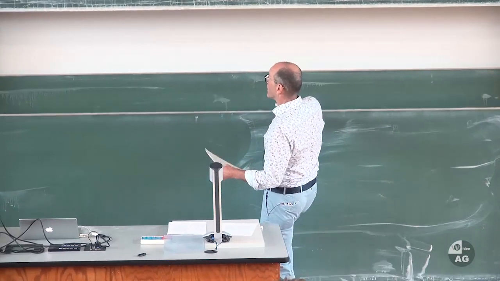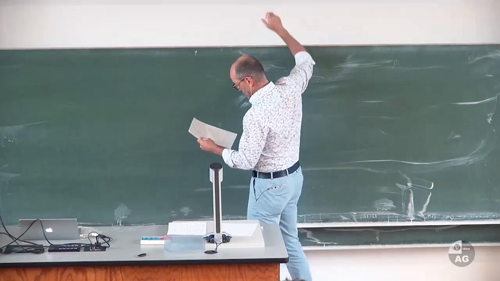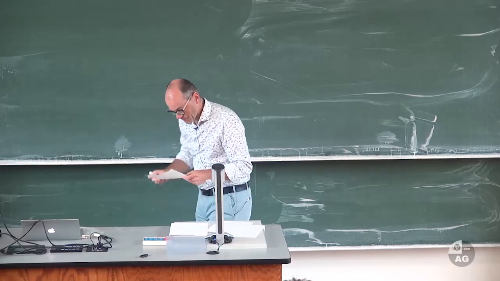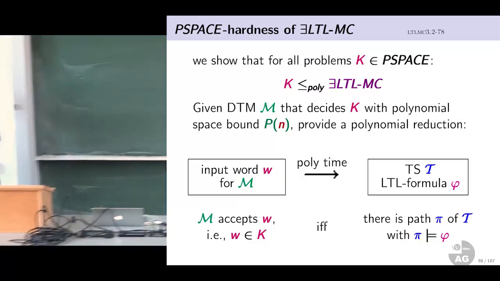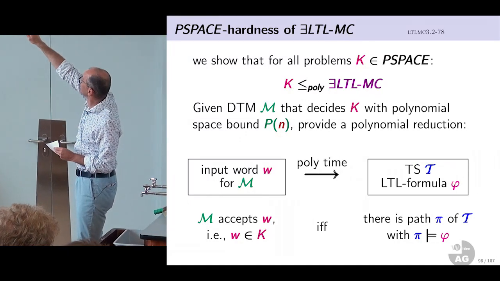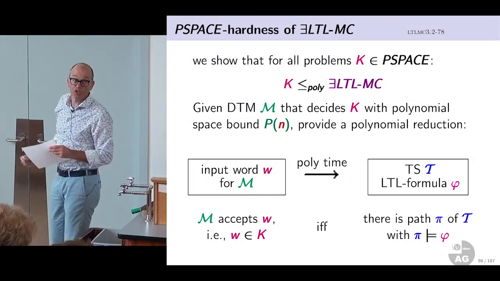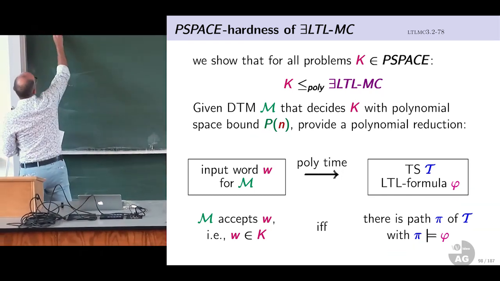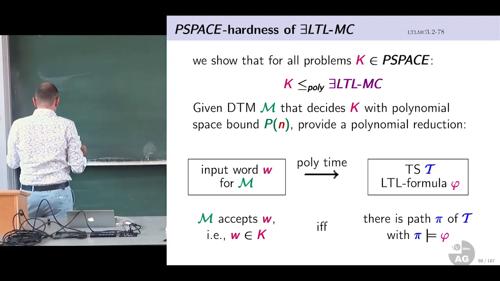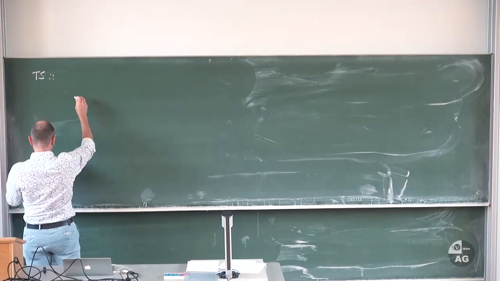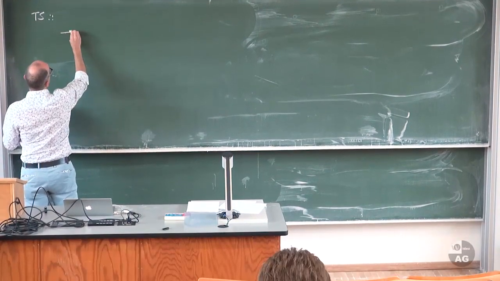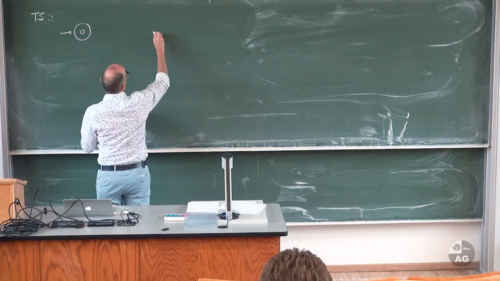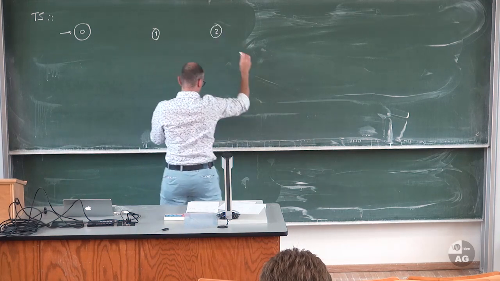So let me first, I think the easiest way is to just draw. I will just draw the Turing machine and then explain how it works. So what we want is exactly this polynomial reduction. Input word w, deterministic Turing machine M, mapping it to a transition system and an LTL formula phi. I'm making the drawing, and then we're going to see that the transition system is as follows. This stands for 0. It's not something like an accepting state. And here we have 1, we have 2.